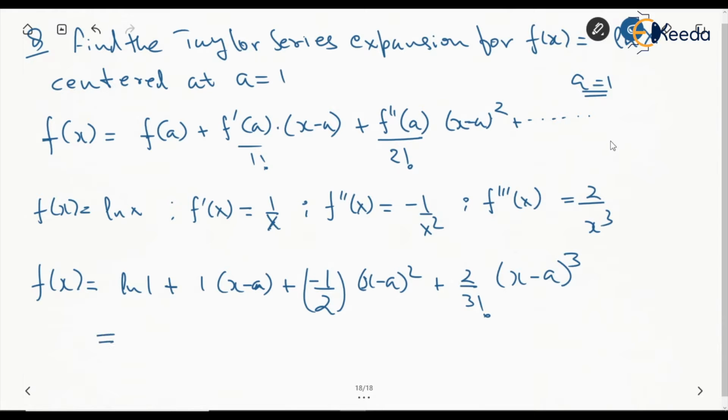Right? So ln 1 is like 0, so we are having x minus 1, then minus of half, so minus 1 by 2 times of x minus 1 square. Next term is 2 by 3 factorial, so 3 factorial is 6, so 2 by 3 factorial becomes 1 by 3, and this is x minus 1 cube. So this f of x is the Taylor series expansion.